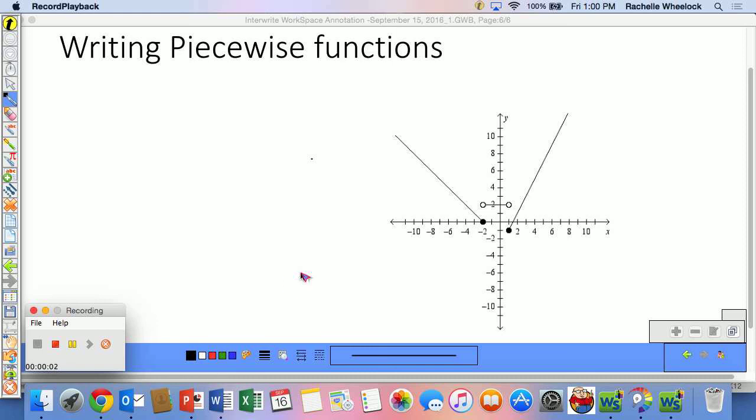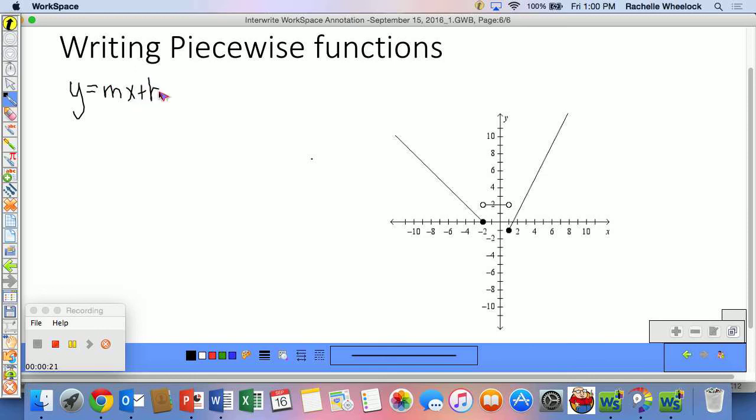Let's look a little bit about how we would write the piecewise function if we're looking at the graph. Remember that each of these graphs has a y-intercept, the equation does, even though it doesn't extend necessarily to the y-axis. So let's review a little bit. The equation of a line is y equals mx plus b.